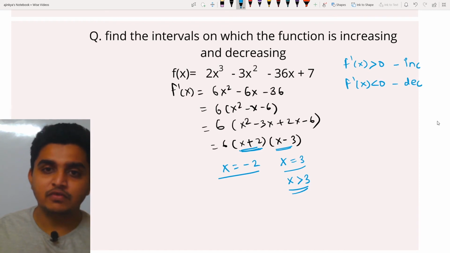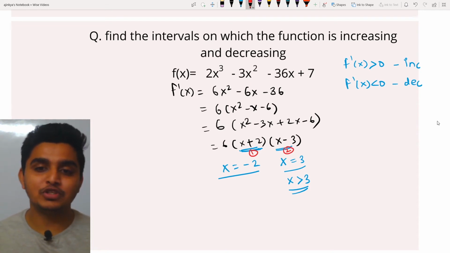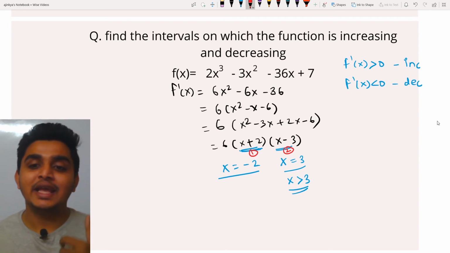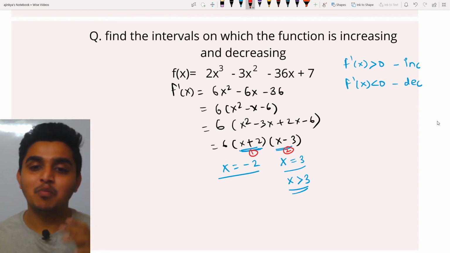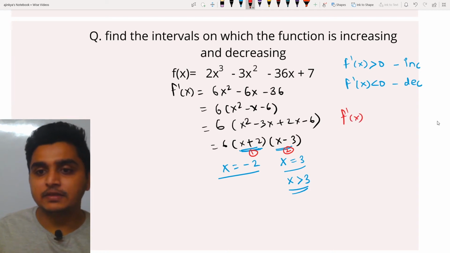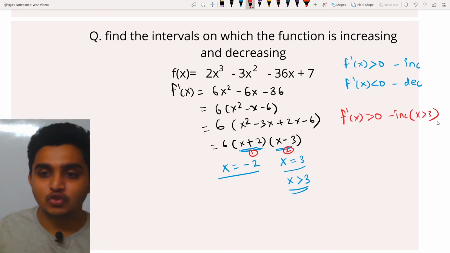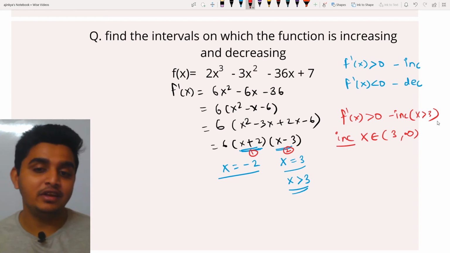So we can say that if the value is greater than 3, in this case, this term is going to be positive, which is the first term. Let's call this term the first term, and in this case the second term is also going to be positive. So in the case of x greater than 3, the graph has to necessarily be positive. So when f dash of x is greater than 0, it is going to be an increasing function for x greater than 3. So x will belong to 3 till infinity for increasing functions. So these are the intervals, right?